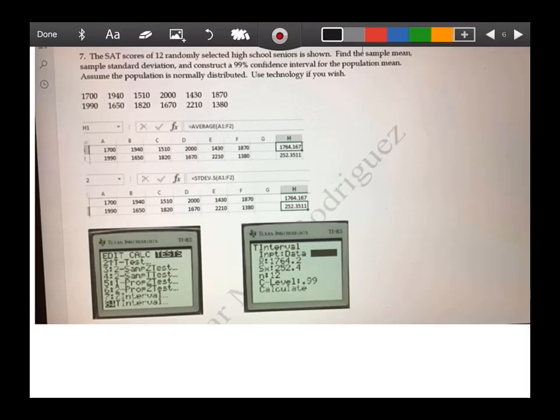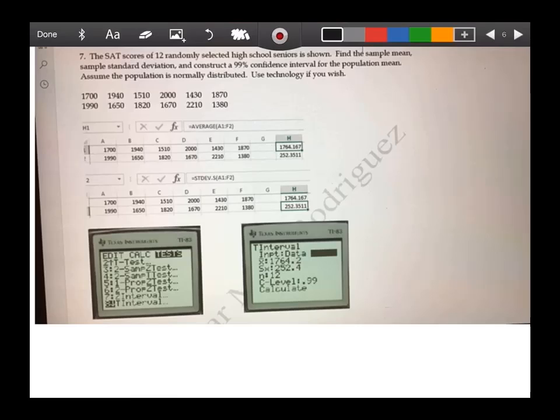All right, so guys, to do this next problem here, it says the SAT scores of 12 randomly selected high school seniors is shown. Find the sample mean, sample standard deviation, and construct a 99% confidence interval for the population mean. Assume the population is normally distributed. So I'm going to show you all how to do this on the calculator using the calculator app, okay?